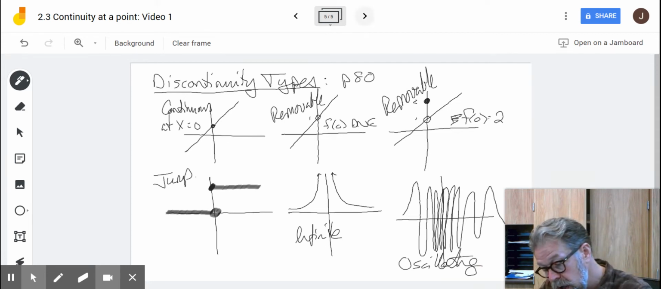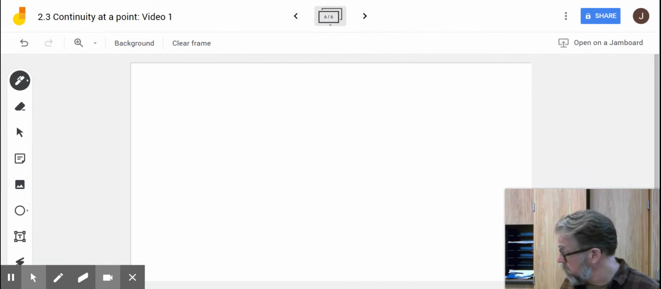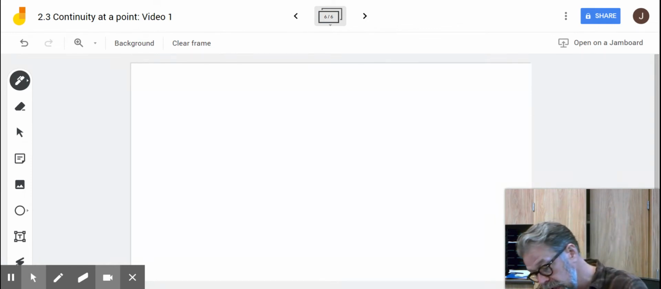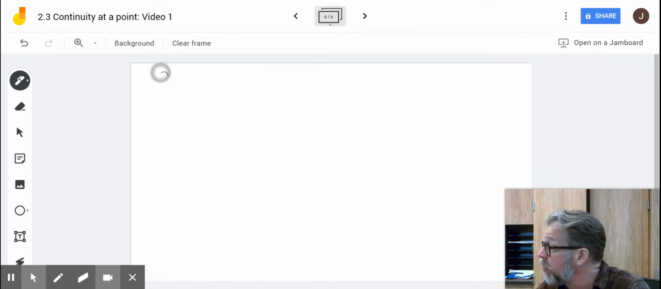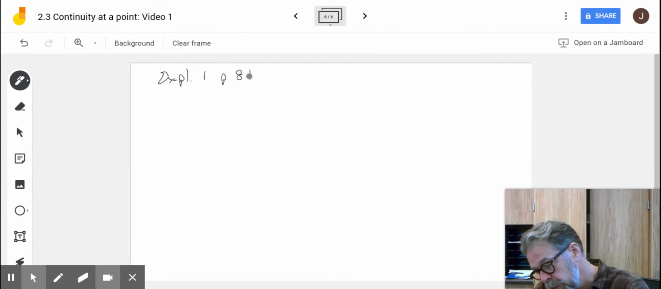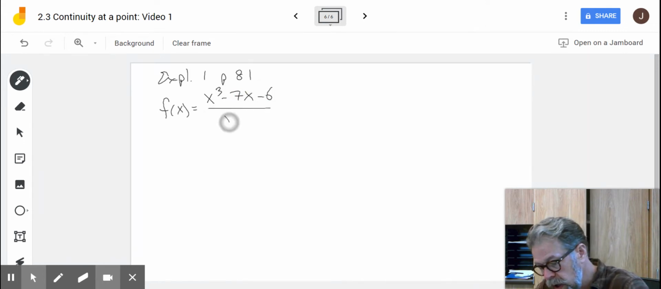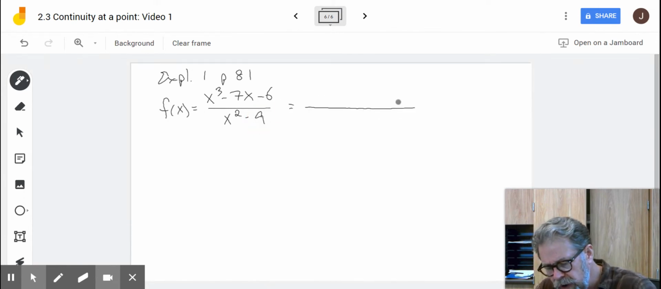So let's talk about removing a discontinuity. How do we get rid of a discontinuity? Let's look at Exploration 1 on page 81. We've got the function f of x equals x cubed minus 7x minus 6 over x squared minus 9. Obviously, the denominator factors: x plus 3 times x minus 3.